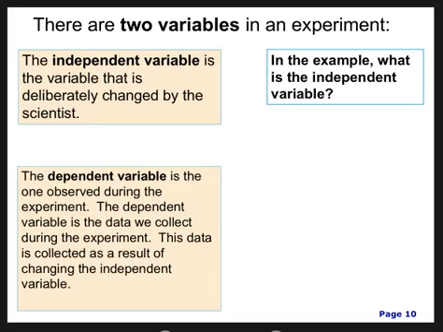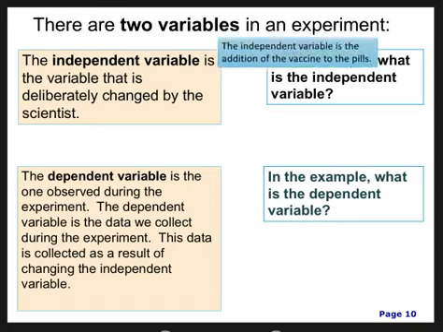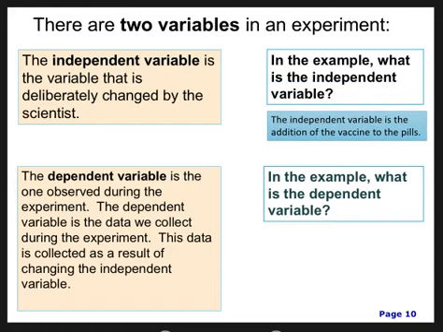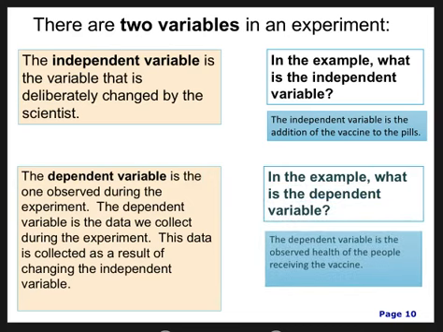So what was the independent variable? The thing that was deliberately changed. And what was the dependent variable? What was the thing we were looking at, that we were measuring, that we were quantitating or qualifying? Okay, so your independent variable was the addition of the vaccine to the pill. That was your independent. Your dependent variable was the observation of the person's health. Were they healthier with the vaccine or not?